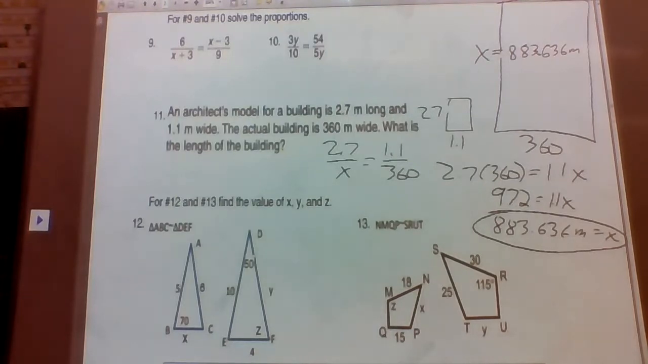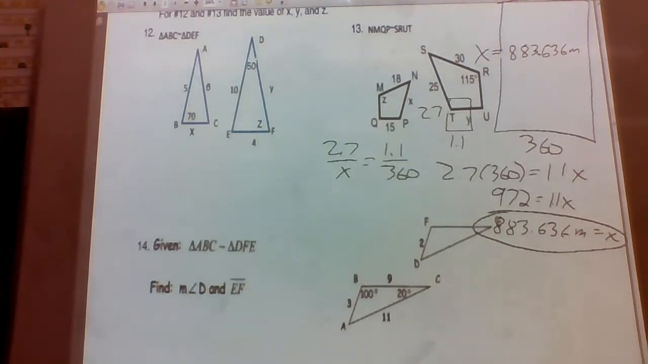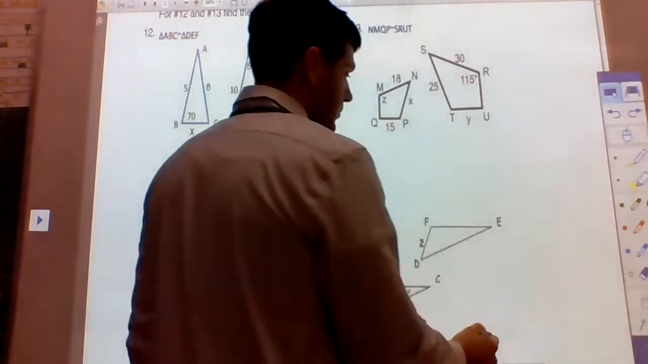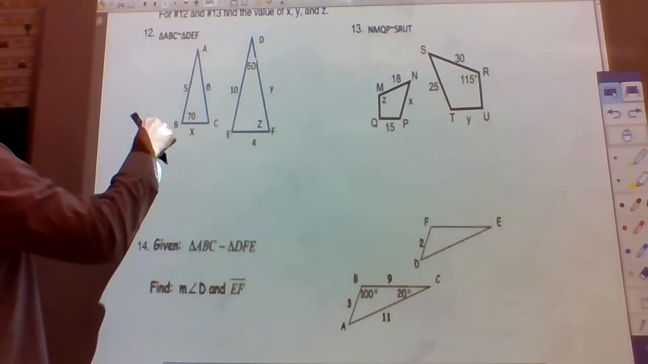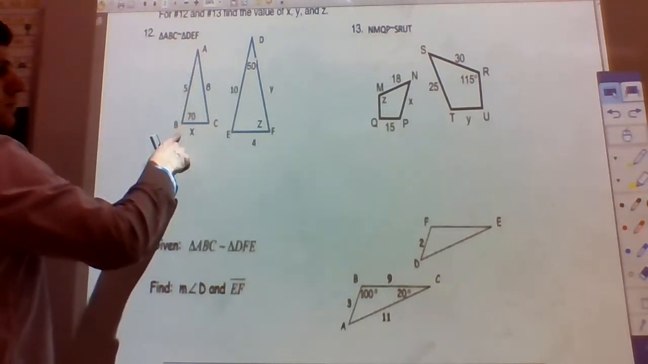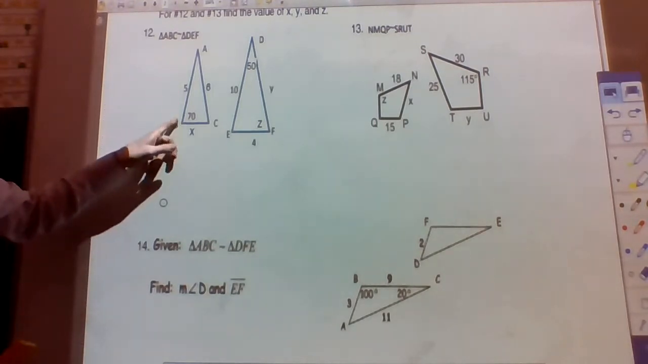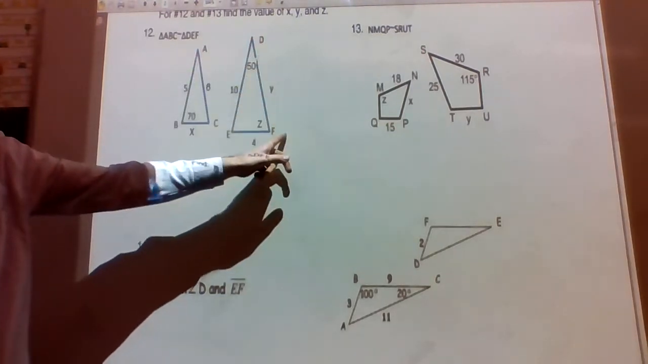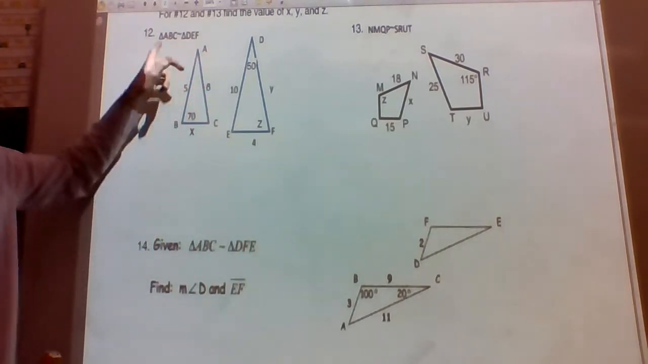12 and 13 want us to find x and y. Okay, so find x and y and z, x, y, and z. I think x and y are the easiest here. Okay, so it's telling us they're similar. So we know AB corresponds with DE and AC corresponds with DF. And then BC corresponds with EF. We're getting this from the name.